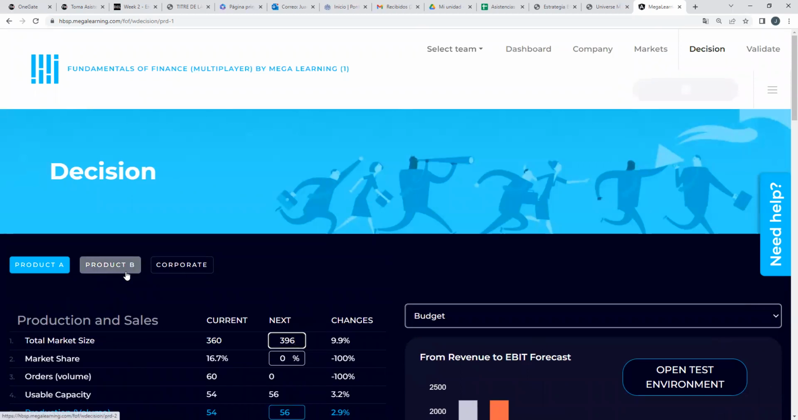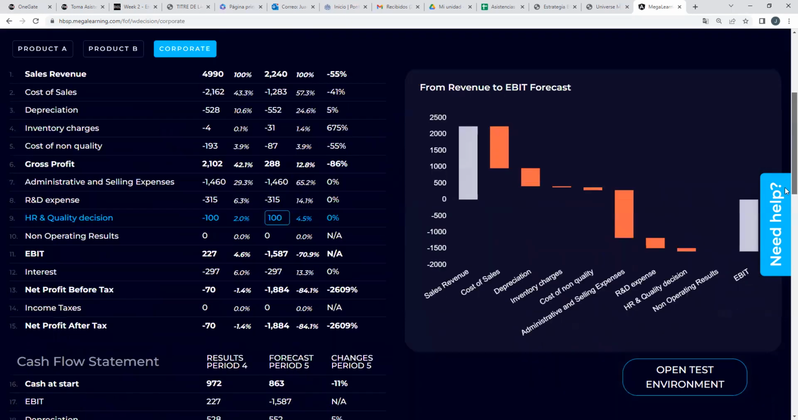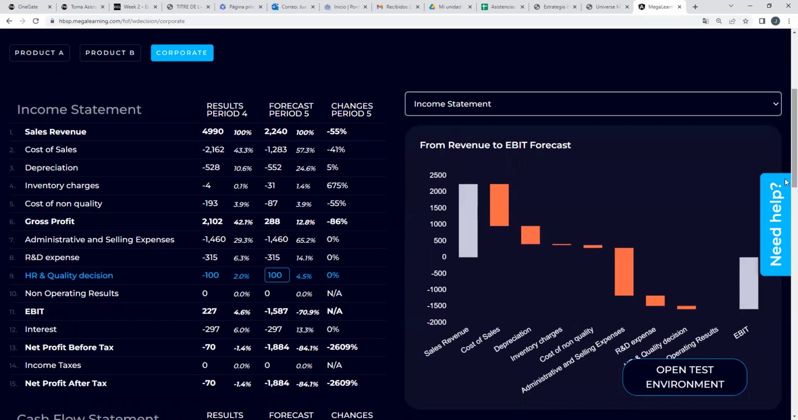For me, it's going to be the same, so I'm going to move directly to corporate. In corporate, we have here the income statement, the actual results of period 4. For example, the sales revenue of both products was $4,990. This is like the 100%. And if you have cost of sales of 2,162, this means that the cost of sales represent 43% of the sales revenue.